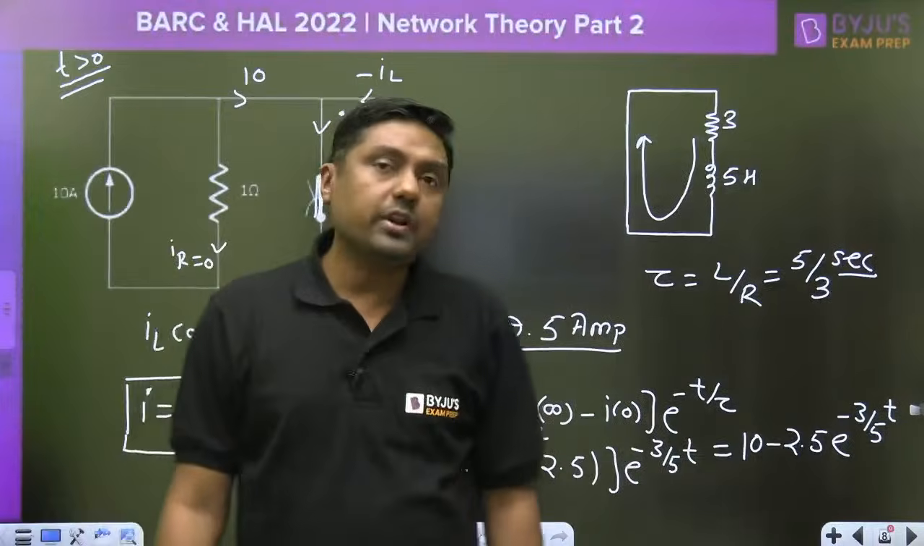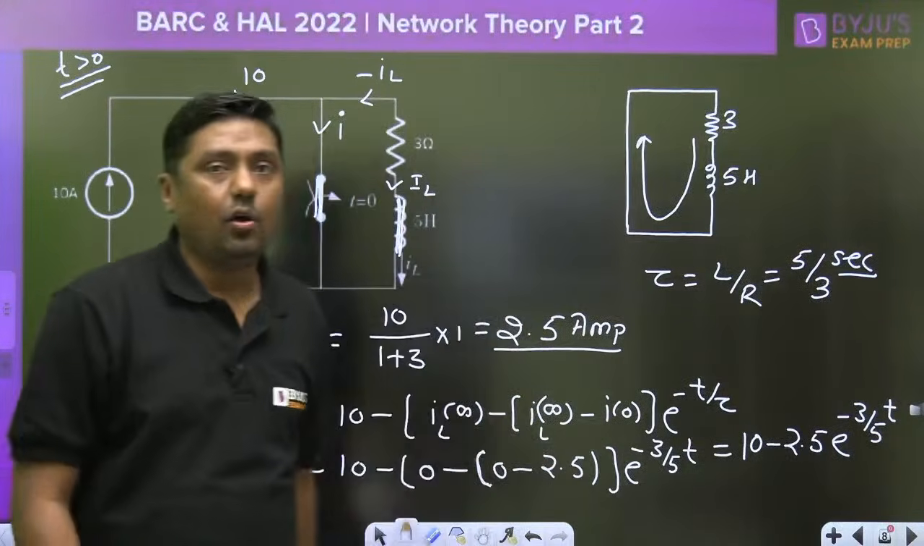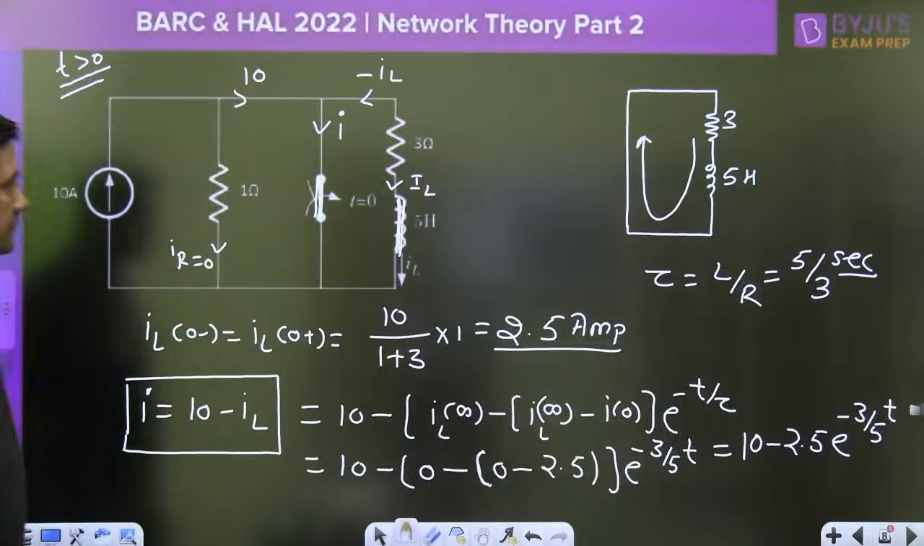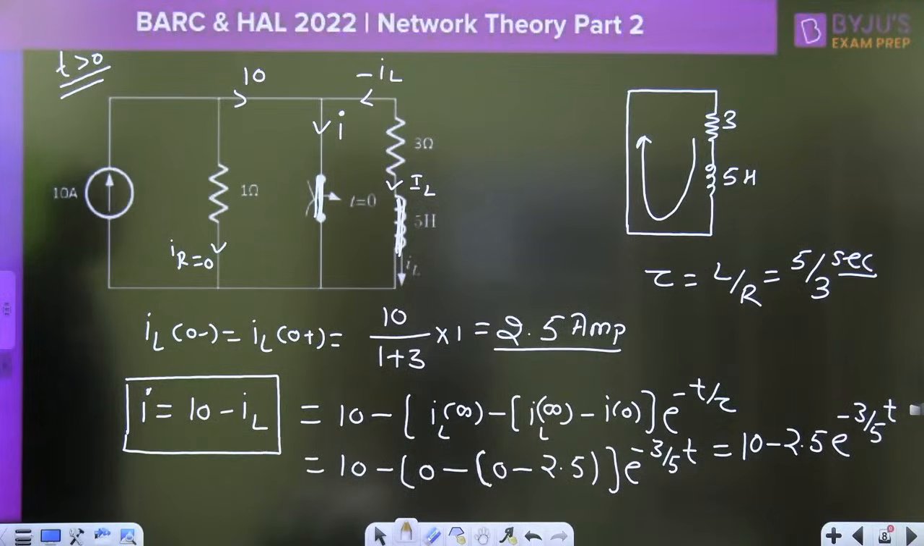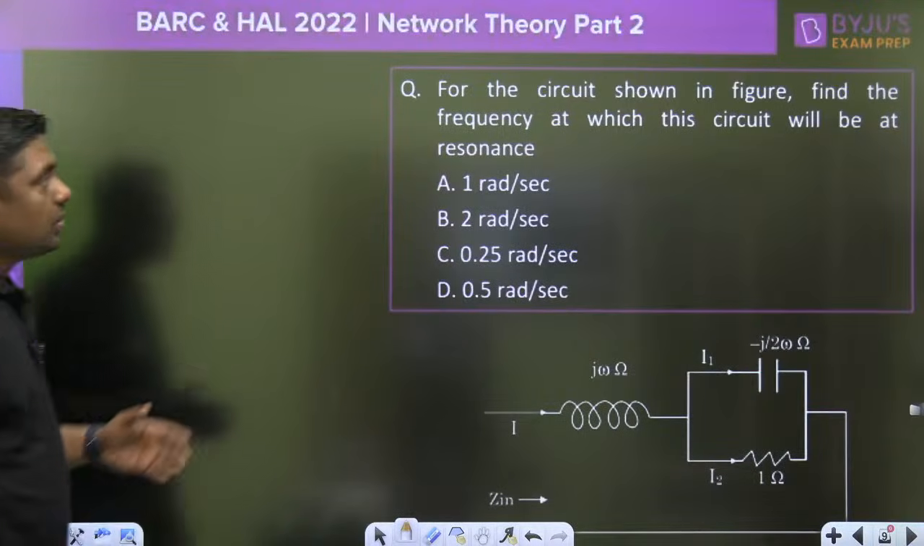Right, it is an exponentially decreasing function, right? Current through the inductor. Okay then. Next one, with multiple questions on a single diagram. Now what is the answer for this question?